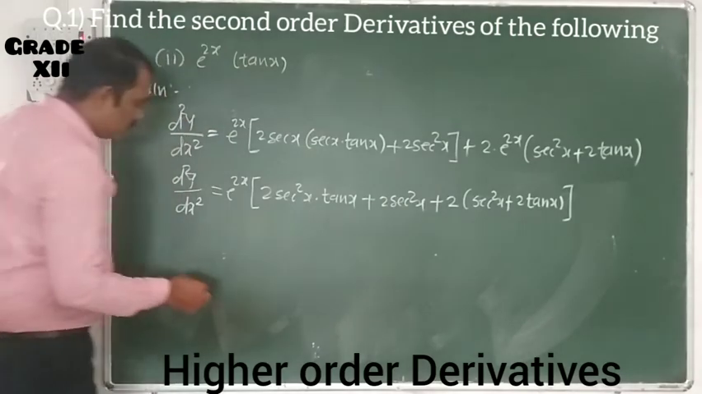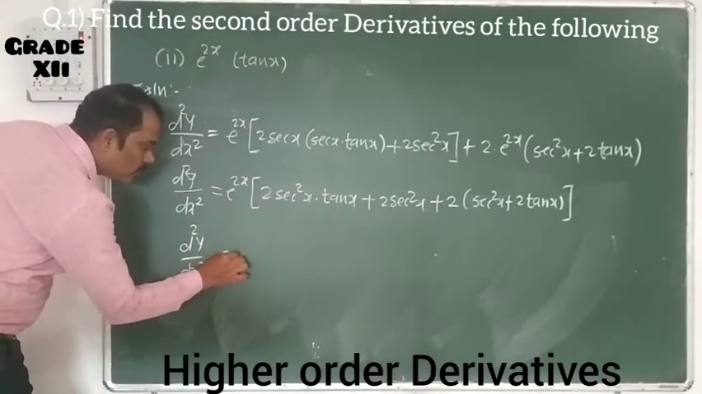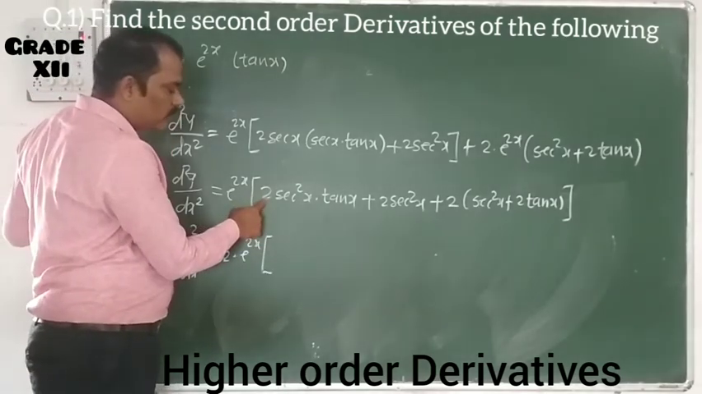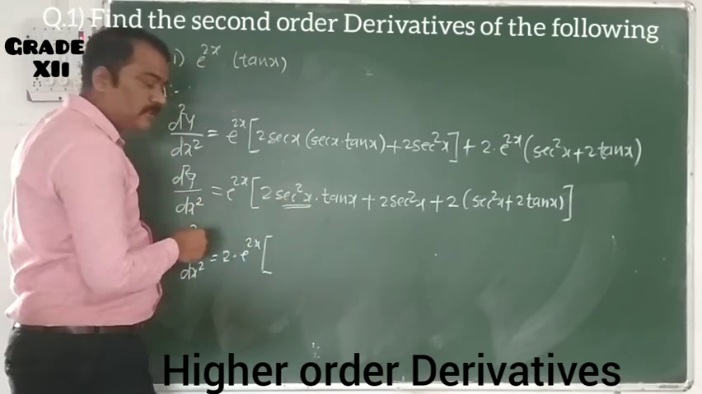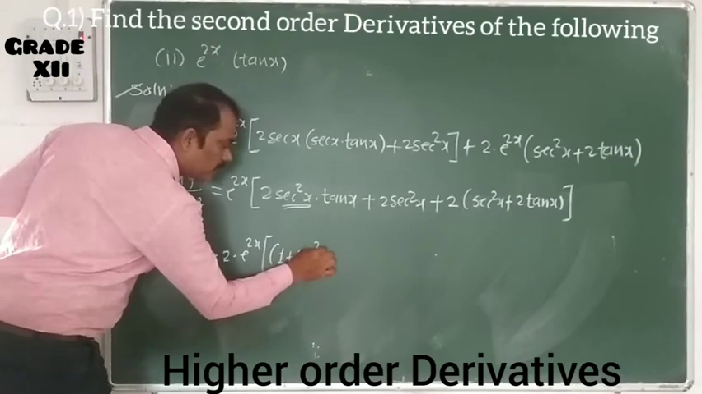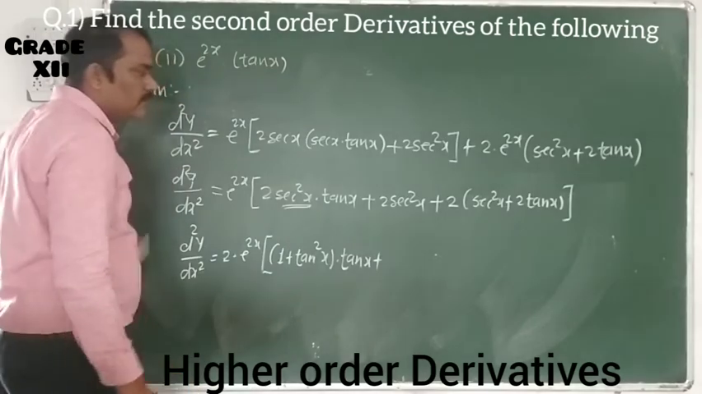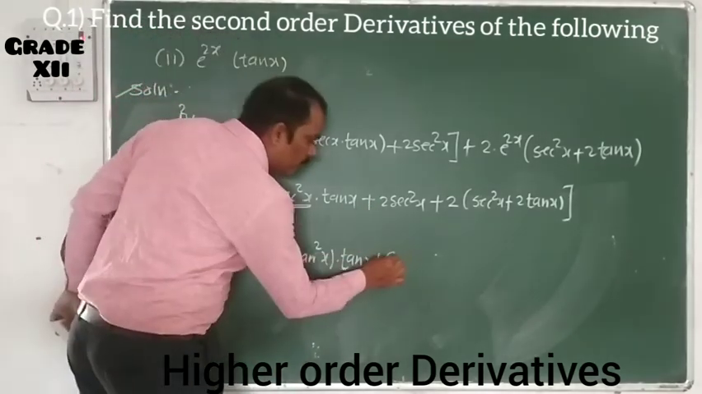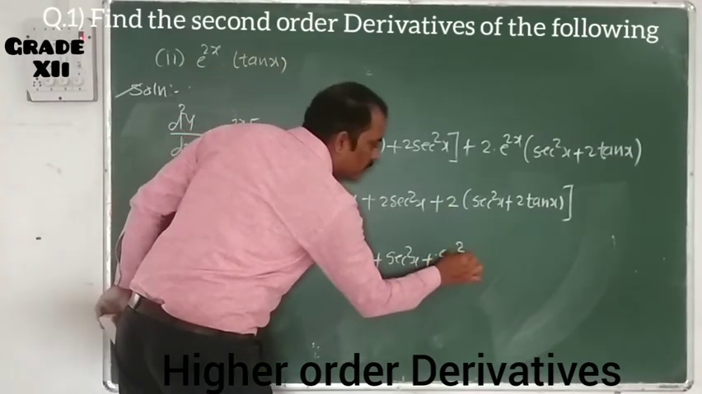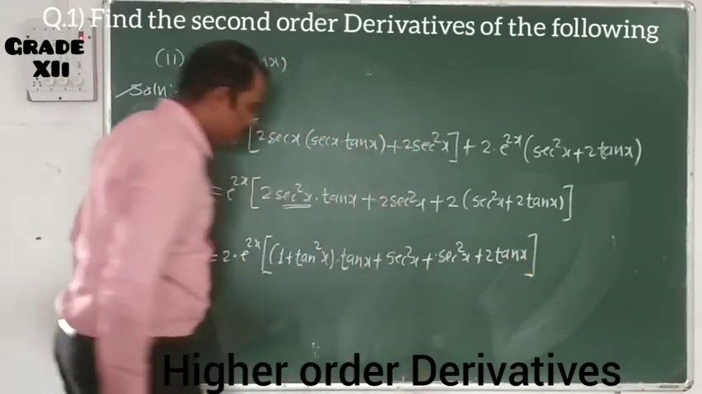We have to take the 2 common, so that d2y by dx square is equal to 2 times e raised to 2x into bracket. Here we take the 2 common, remaining only sec square x. We substitute the value of sec square x as 1 plus tan square x, into tan x plus. Here 2 common, remaining only sec square x plus 2 times tan x.